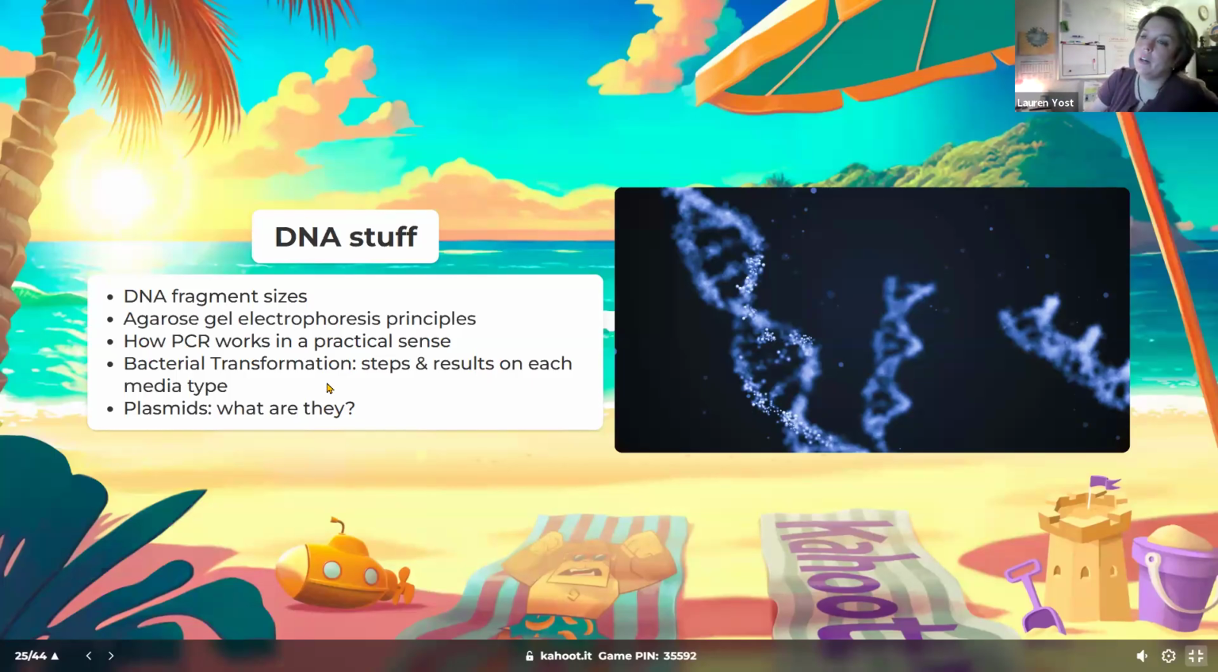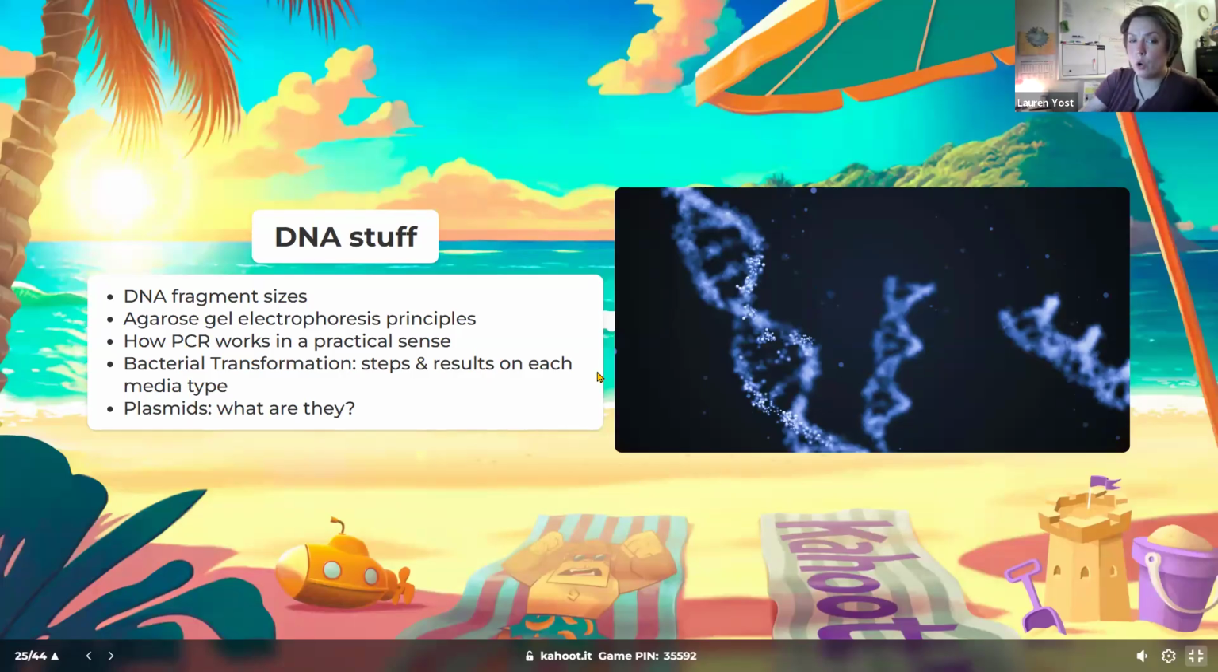Then we have what we did in lab with our simulation, which was transformation. That's when the competent cells can pick up the outside stuff. We didn't have any questions about it on here, but you do need to know what gene products are made on each type of media for the exam. There will be a question about that.